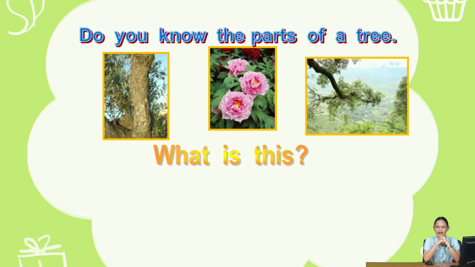How about the next picture? What do you think that is? Is that a leaf? The third picture, what do you think is the name? Is that a leaf? No. That is a branch. The brown one here is a branch. One more time. Branch.